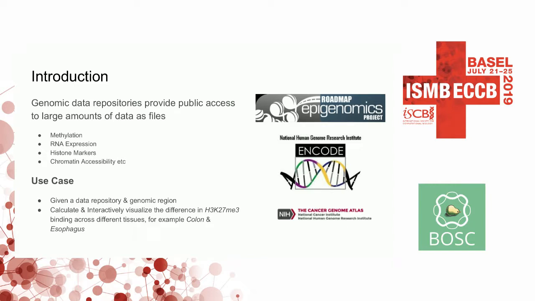Data repositories like the Roadmap Epigenomics or the ENCODE project host large amounts of data as files. Some of the data comes from experiments such as bisulfite sequencing, so methylation data, gene expression, and so on. Given a repository and a bunch of files, in Roadmap you might want to calculate the differential binding of a particular histone marker for a particular set of tissues. Or if you're looking at the TCGA data for a particular cancer type, you want to calculate the average gene expression across normal and tumor samples.